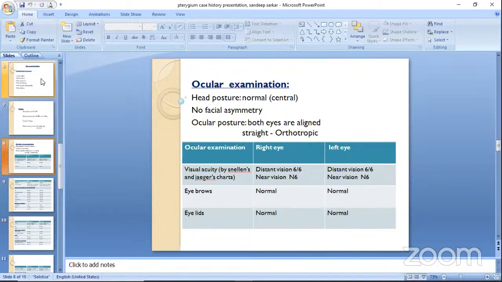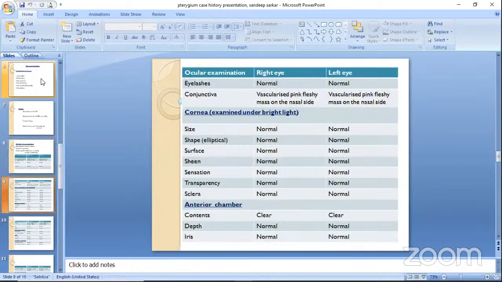Under the ocular examination, visual acuity by the distant Snellen's chart was normal for both the eyes, that is 6/6, and for Jaeger's chart, for the near vision, it was also normal. The eyebrows, eyelids, and eyelashes for both the eyes were normal. Under conjunctiva, we observed a vascularized pink fleshy mass on the nasal side of both the eyes. Under corneal examination, which was done under bright light, the size, shape, surface, sheen, sensation, and transparency for both the eyes were normal. The sclera was also normal.